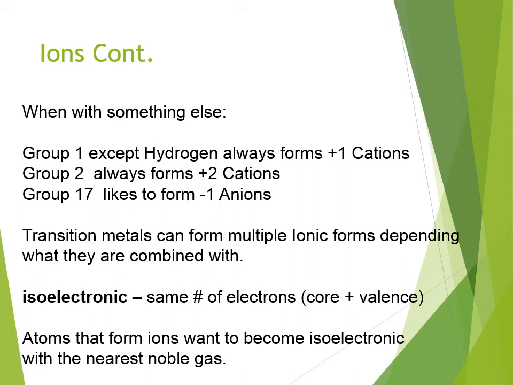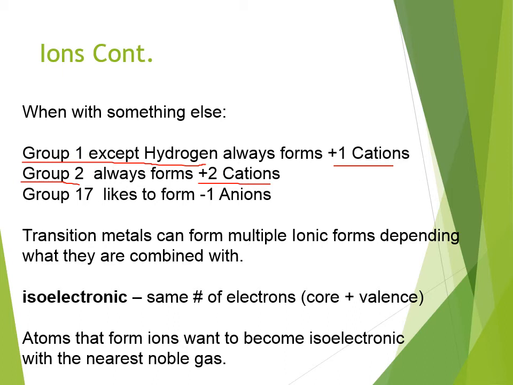So let's look a little closer at these trends. If you were noticing in the previous slide, group 1, the alkali metals, which include all of those elements except for hydrogen, because hydrogen is a nonmetal, always form +1 cations. So they like to lose 1 electron to gain their octet. Group 2, the alkaline earth metals, always form +2 cations. This is because they like to lose 2 electrons to get their full octet.